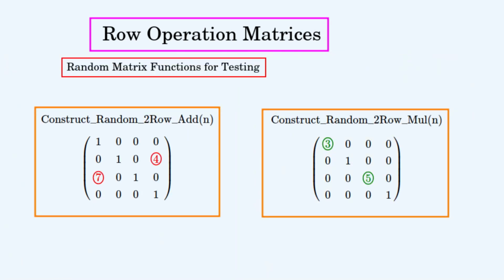Now to test whether these functions work, we'll have to create lots of different sorts of matrices to test them. We'll just concentrate on a few. The random 2-row add function, which creates a matrix that looks just like an identity matrix, but with 2 non-zero entries in the non-diagonal region. And the random 2-row mul function, which creates another matrix that looks just like the identity, but with two non-1 entries in the diagonal region.